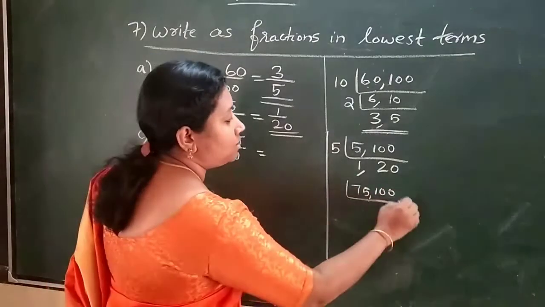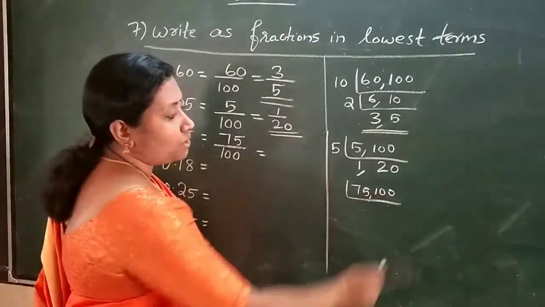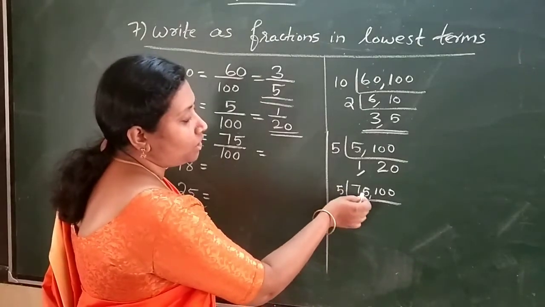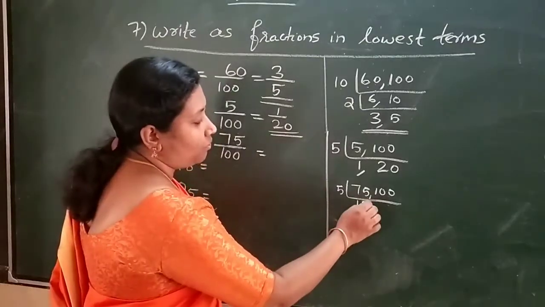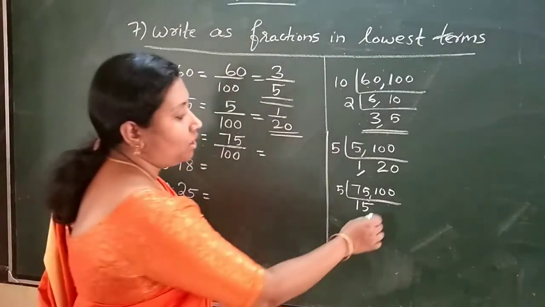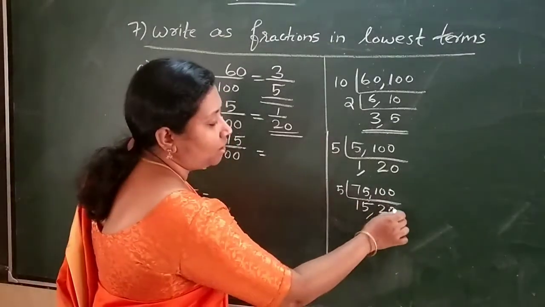By finding the HCF of these two numbers. These two numbers are divisible by which number? 5. Then 75 divided by 5 is what? 15. Yes, 15 5s are 75. Then 100 divided by 5 is 20.